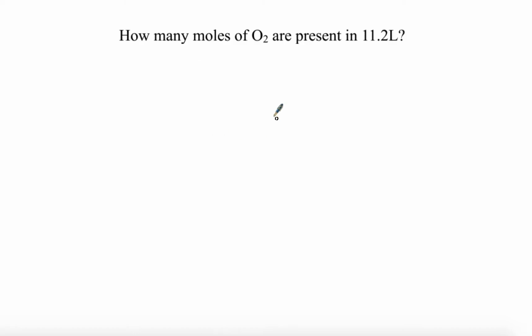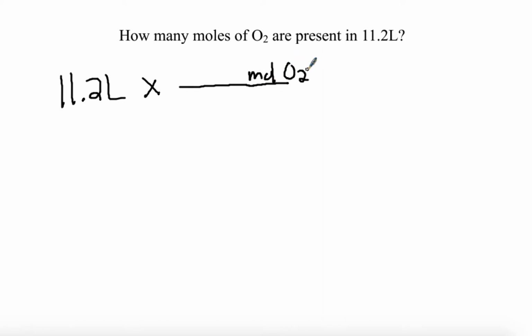So let's take a look here. How many moles of O2, oxygen, are present in 11.2 liters of oxygen? Our process does not change. Anytime we do any kind of conversion, we're going to keep the exact same process of multiplying by a want over have fraction. How many moles of oxygen? So we want moles of O2, and we have 11.2 liters of O2.